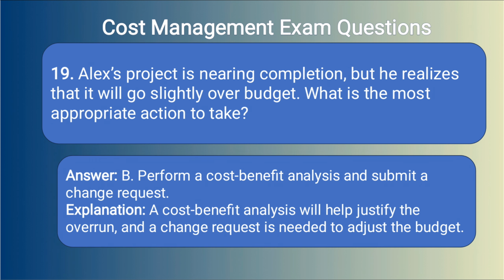Answer: B. Perform a cost-benefit analysis and submit a change request. Explanation: A cost-benefit analysis will help justify the overrun, and a change request is needed to adjust the budget.